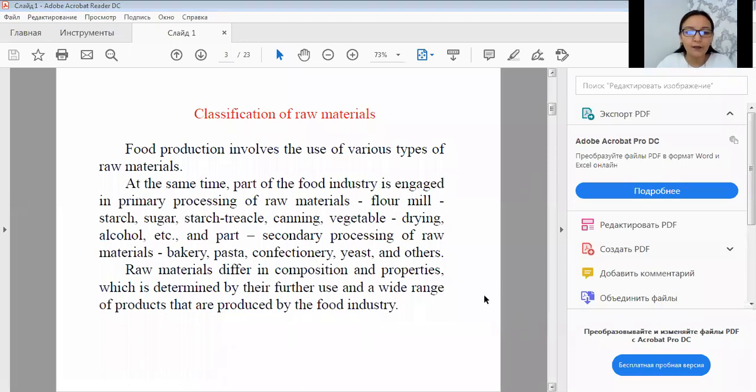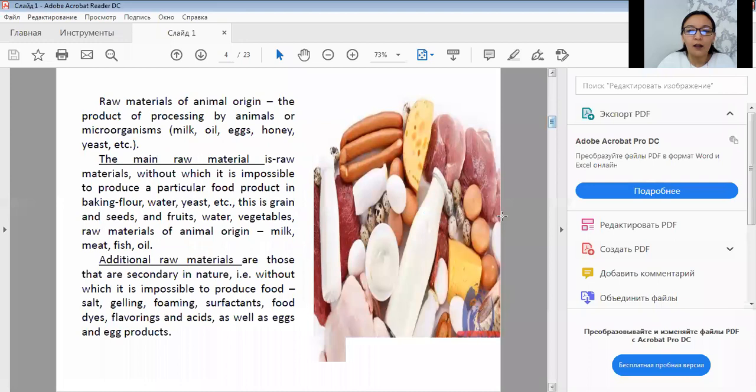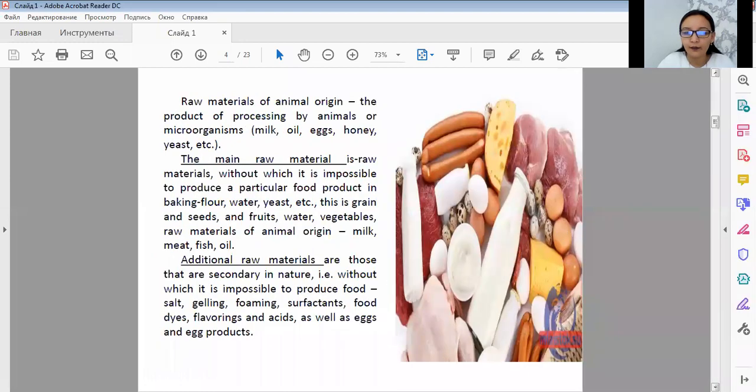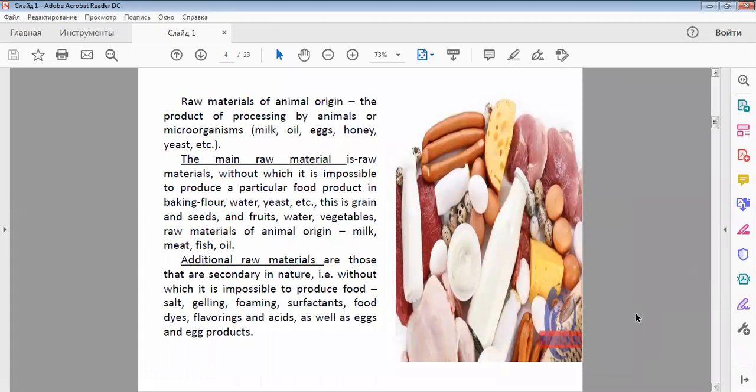And the raw materials differ in composition and properties, which is determined by their further use and a wide range of products that are produced by the food industry. And the raw materials of animal origin are the product of processing by animals or microorganisms. For example, milk, oil, eggs, honey, yeast, and etc.